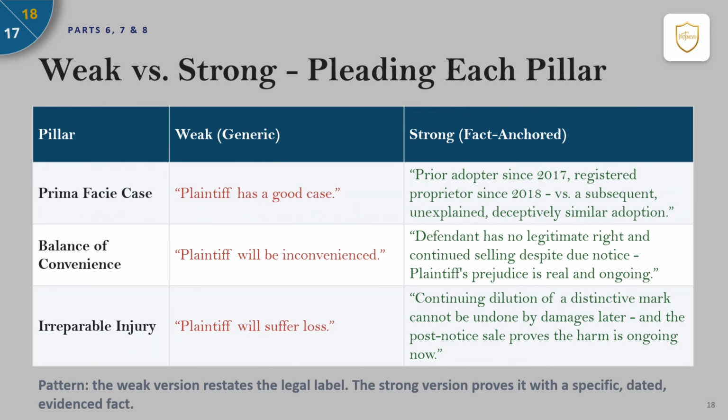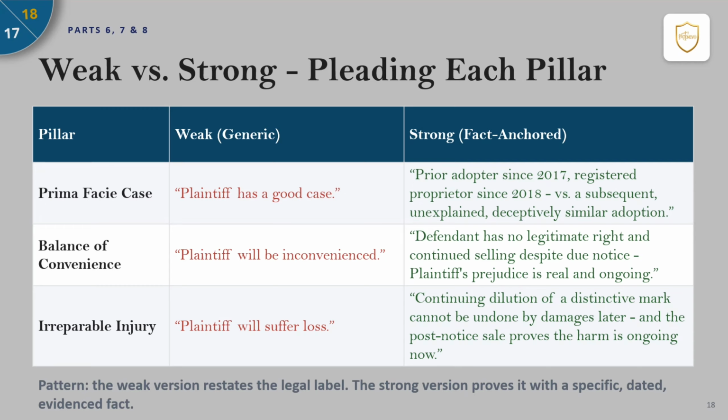So now the drafting skill itself. For each pillar, look at the weak version. It just restates the legal label, that the plaintiff has a good case, or the plaintiff will be inconvenienced, or the plaintiff will suffer loss. None of these tells the judge anything that they can actually test.